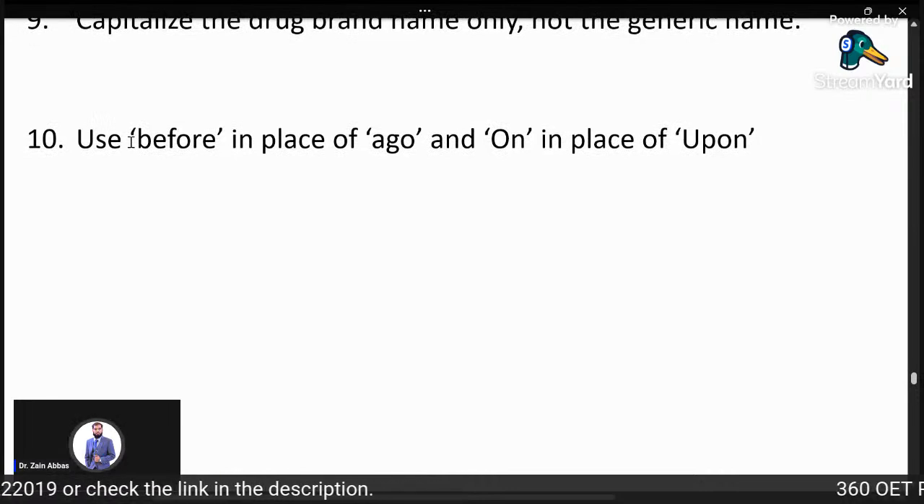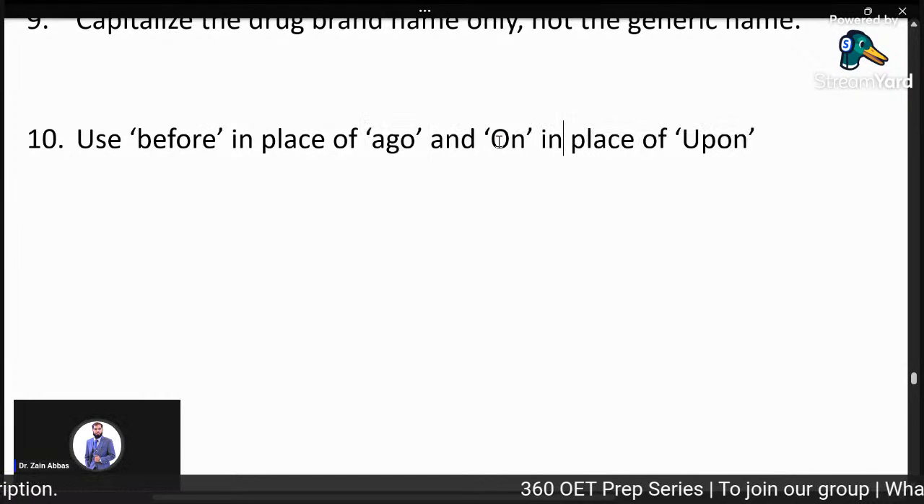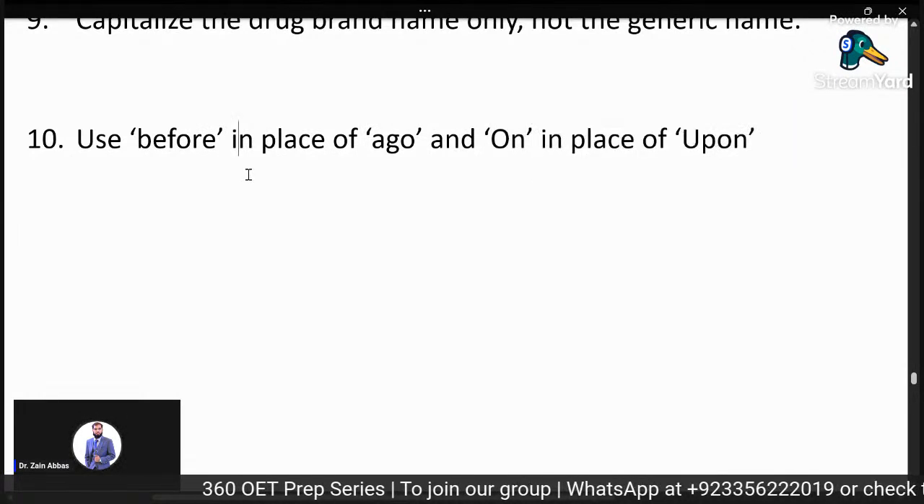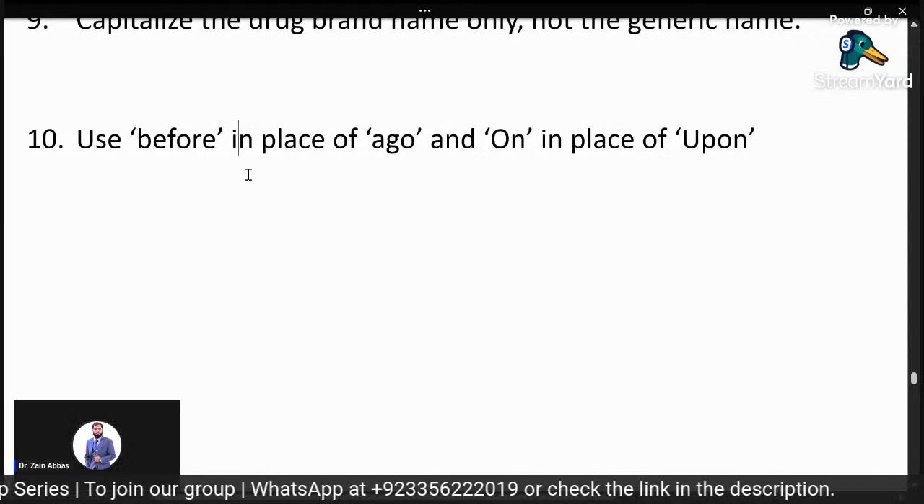The next important point is use before in place of ago, and on in place of upon. That is also important. There is a phrase commonly used in our letters.